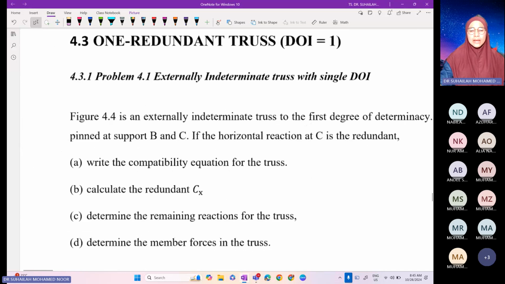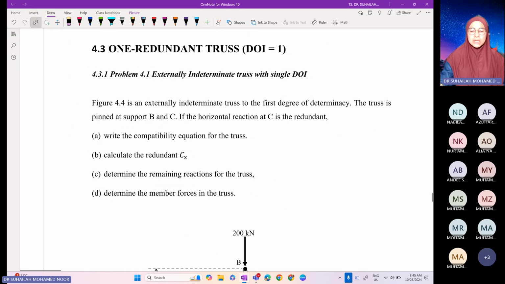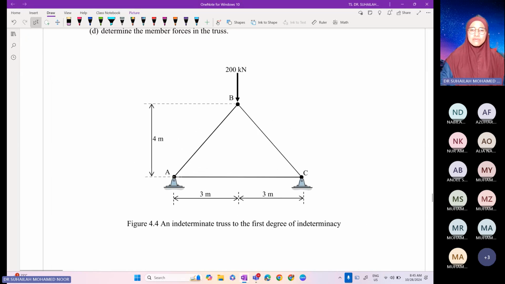Okay, so kita tengok one example here. One redundant truss, DOI is equivalent to one externally indeterminate truss. Externally indeterminate truss, kita tengok soalan. Okay, so this is quite straightforward. There are three members, member AB, member BC, and member CD.